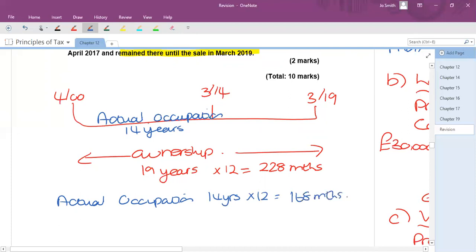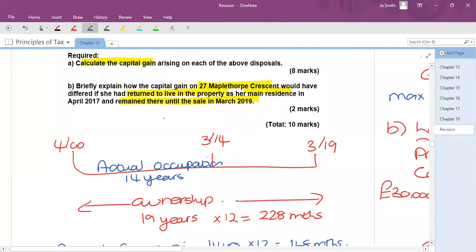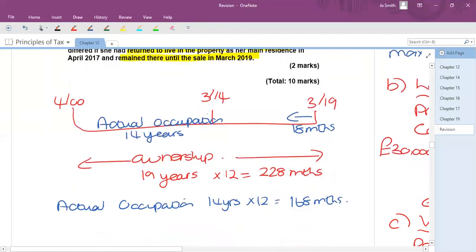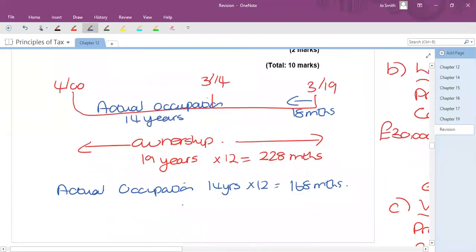Now, she has no actual occupation after that, does she? Because she moves out, as it says there, and goes to live with her partner. So she never moves back into the property, but we're always given the last 18 months. Regardless of what we're doing, we'll get the last 18 months if we're not living there. So the exempt proportion is going to be 186 months.